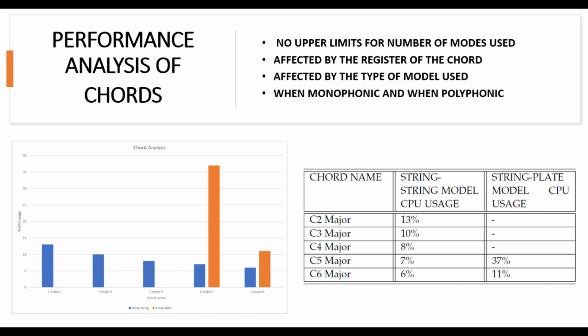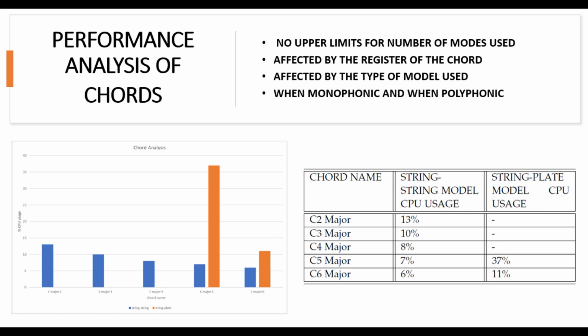An analysis concerning the chords was carried out as well. We can notice that the CPU usage required is strongly affected by two factors. The first is the register of the chord. In fact, the lower notes require a higher number of modes and, consequently, a higher CPU usage to be represented. The other factor is the type of the model.